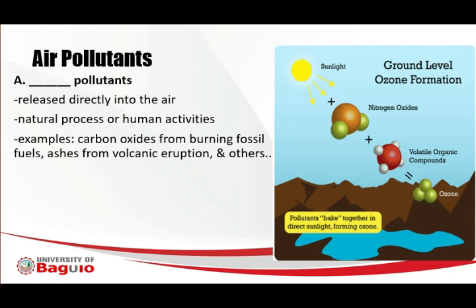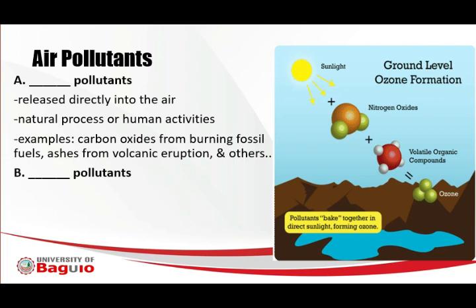What if those carbon oxides and other kinds of ashes and gases are mixed and combined together? That's the time that we can call this not a primary, but what we call a secondary air pollutant. Why secondary? Because it is formed from the different kinds of primary air pollutants, a combination of two or more primary pollutants.